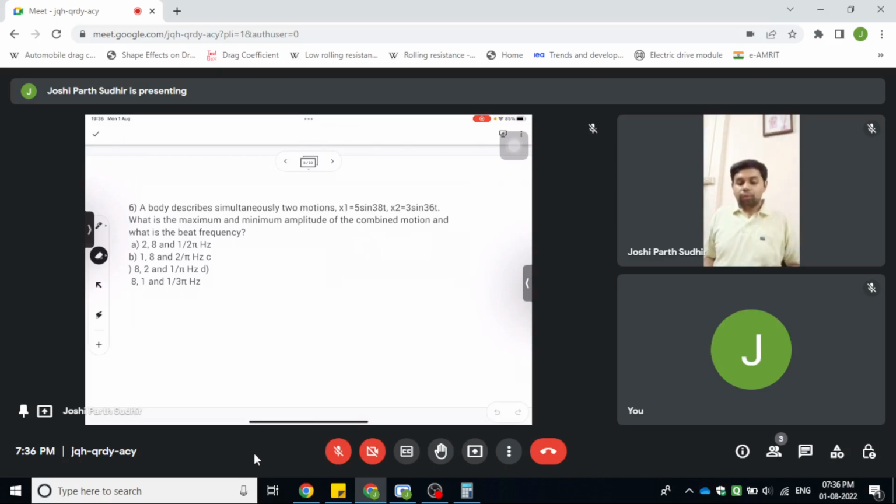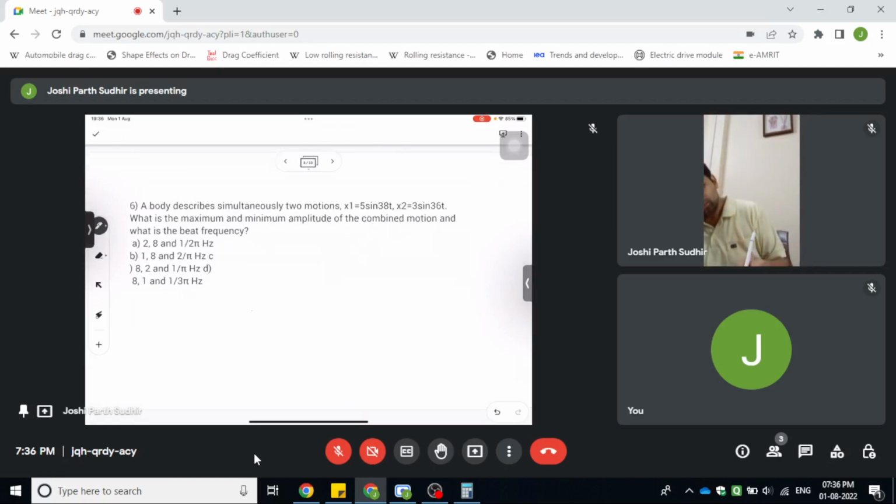So how do we describe the combined motion of these two motions x1 and x2? We will simply add x1 and x2, x1 plus x2, which will be 5 sine 38t and 3 sine 36t. That will be the resultant motion. Now to add this up into a simplified expression is a bit tricky. The combination of this motion will have a resultant motion whose amplitude is varying with time and the phase is also varying with time.